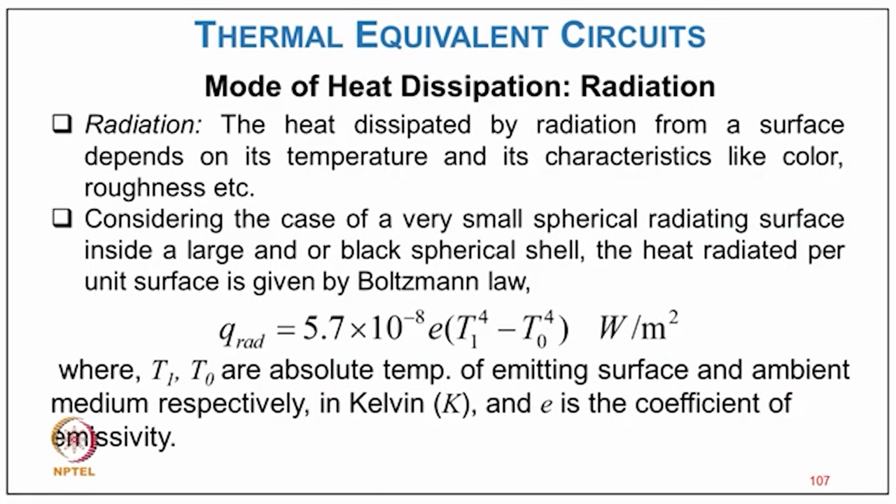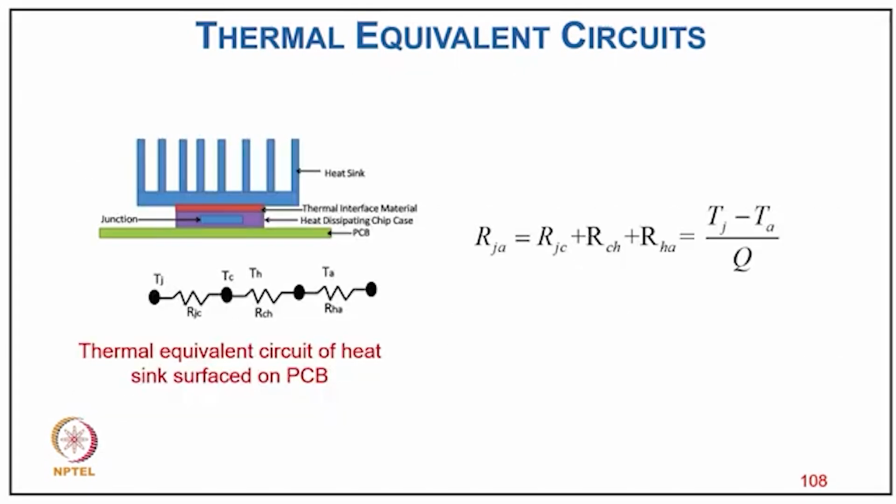Now coming to the third mode of heat dissipation, that is radiation. The heat dissipated by radiation from a surface depends on temperature and its characteristics like color, roughness, etc. Considering the case of a very small spherical surface inside a large black spherical shell, the heat radiated per unit surface is given by Boltzmann's law, that is small q radiation equal to 5.7 into 10 to the power minus 8 E into bracket T1 to the power 4 minus T2 to the power 4 in watt per meter square, where T1 and T2 are the absolute temperatures of the emitting surface and ambient medium respectively in Kelvin, and E is the coefficient of emissivity. And as a typical example, you can see the heat sink.